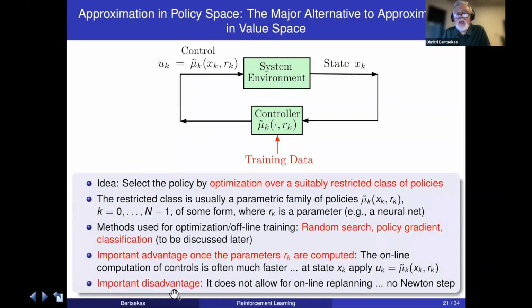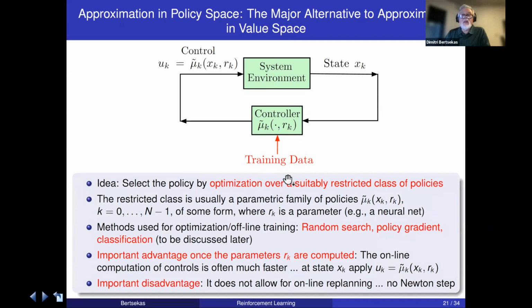There is also an important disadvantage. Once we compute a controller offline, we are locked to a particular system environment, to a particular model. If this model changes over time, if the parameters change over time, then we are locked into this controller. We can't adapt. Whereas in approximation in value space, we can do online replanning, which means that we do the look-ahead minimization based on the new model of the system, the new conditions within the environment.